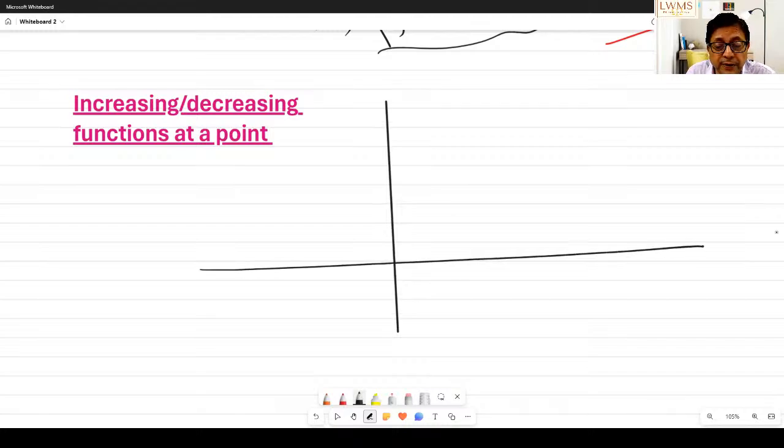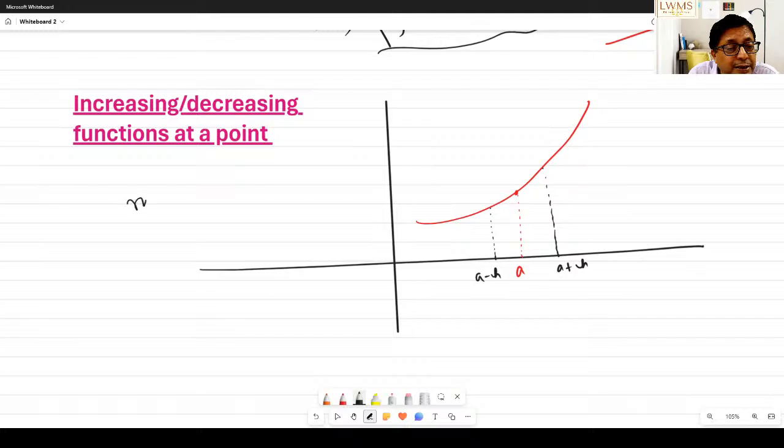Suppose this is the graph of a function. We want to check whether at this point it is increasing or decreasing. The point is A, or (A, 0), whatever you say. I am not writing (A, 0). And its neighborhood. Neighborhood means an open interval in the surrounding of the point A. This part is A plus h, A minus h.